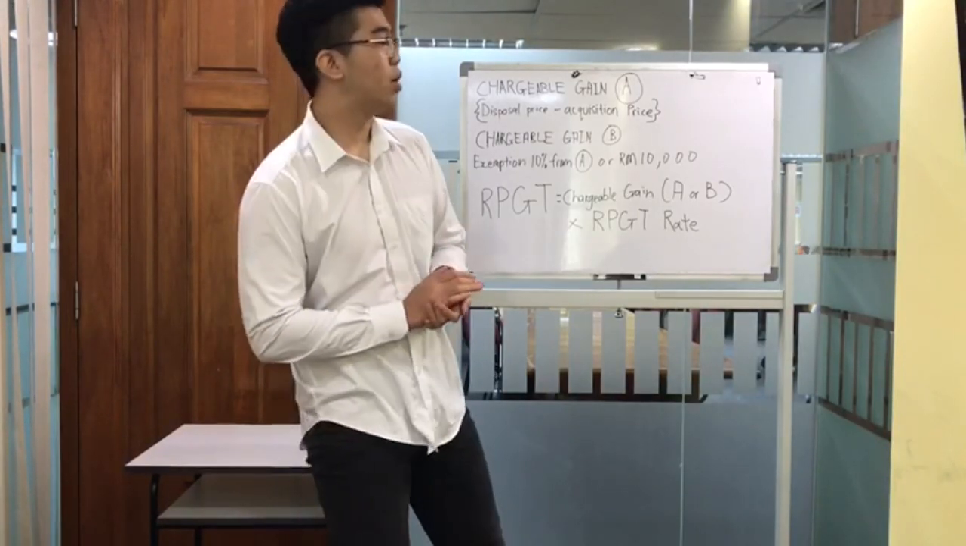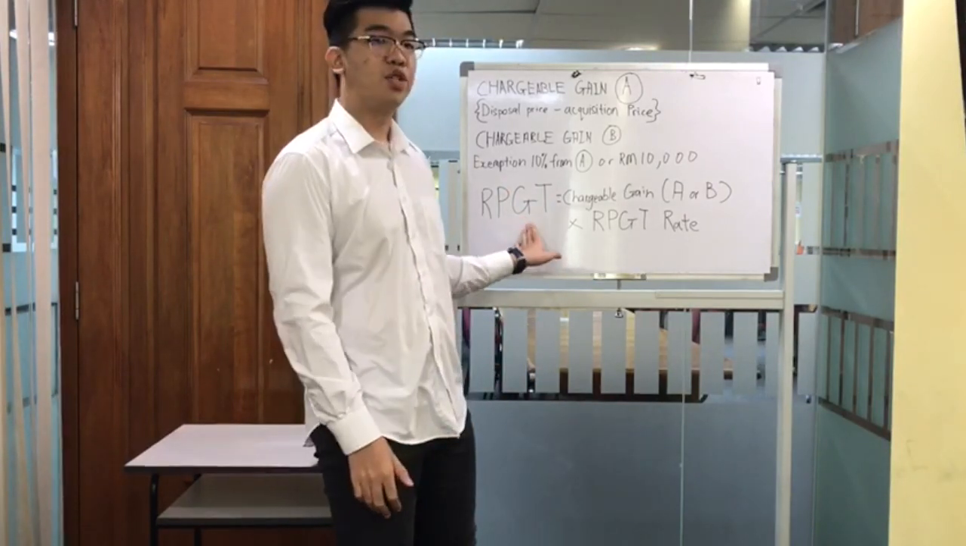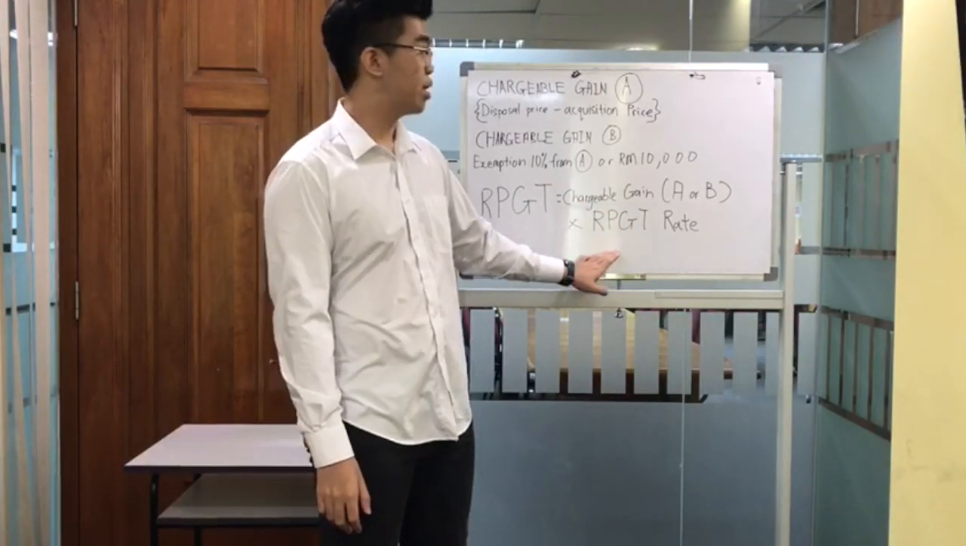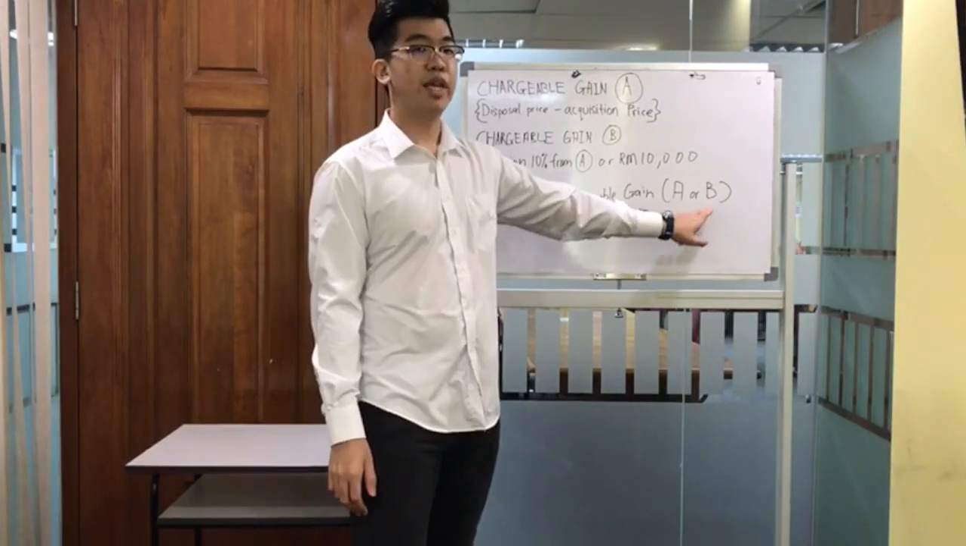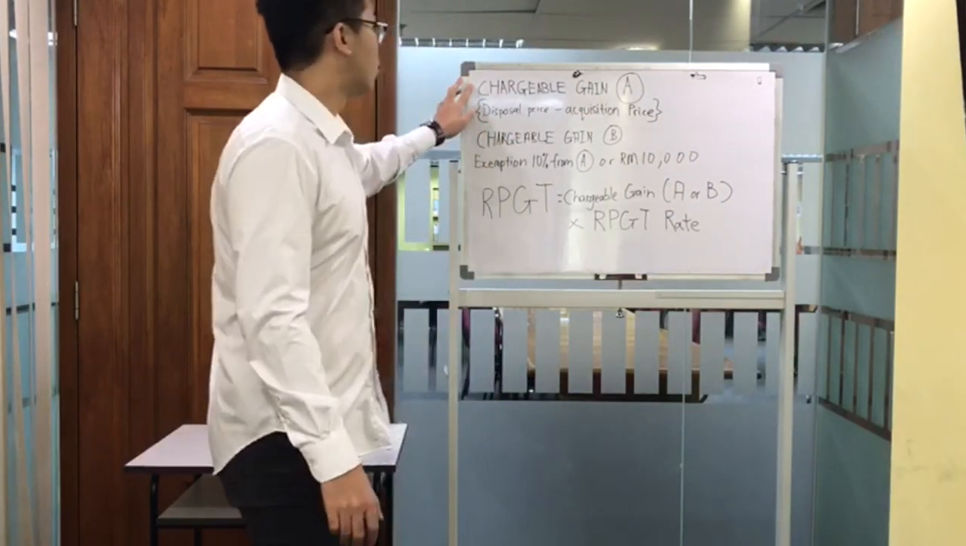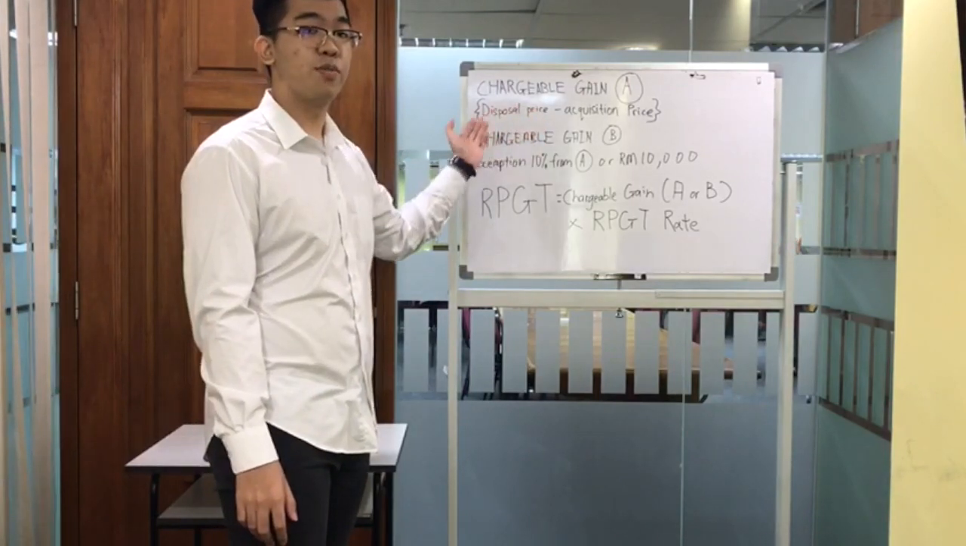Today I'll be talking about how to calculate the RBGT. So this is the formula of the RBGT: chargeable gain times the RBGT rate. There are two types of chargeable gain. The first one is for normal disposal, and the formula is disposal price minus acquisition price.